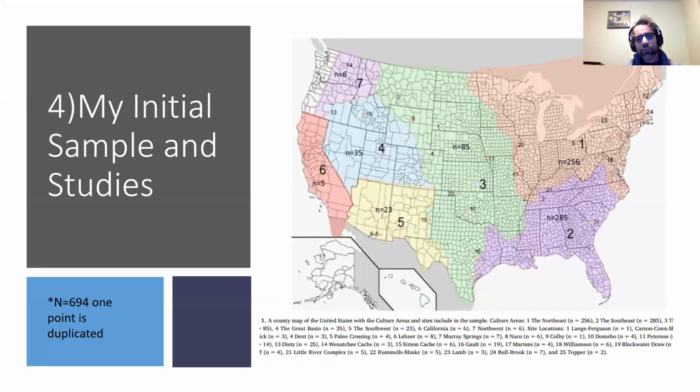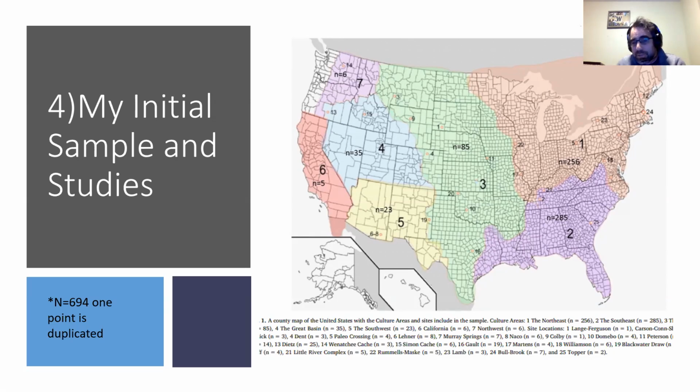So in my initial studies, I built a sample of 694 Clovis points. And if you actually go through and do the math, it adds up to 695. I recently figured out that I had a duplicate in my data set. It doesn't affect any of the stats or anything like that. And despite my best efforts, my goal was just to get as many Clovis points as I could.